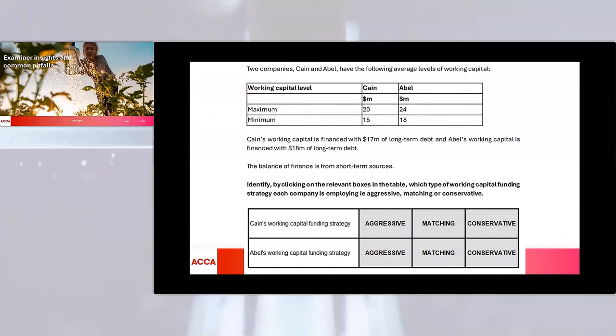What do you think is supposed to be the answer? Go through the scenario, read the scenario there, and let me know whether Kane's is aggressive, matching, or conservative, and whether Abel's is aggressive, matching, or conservative. Good, good. Responses are coming up.